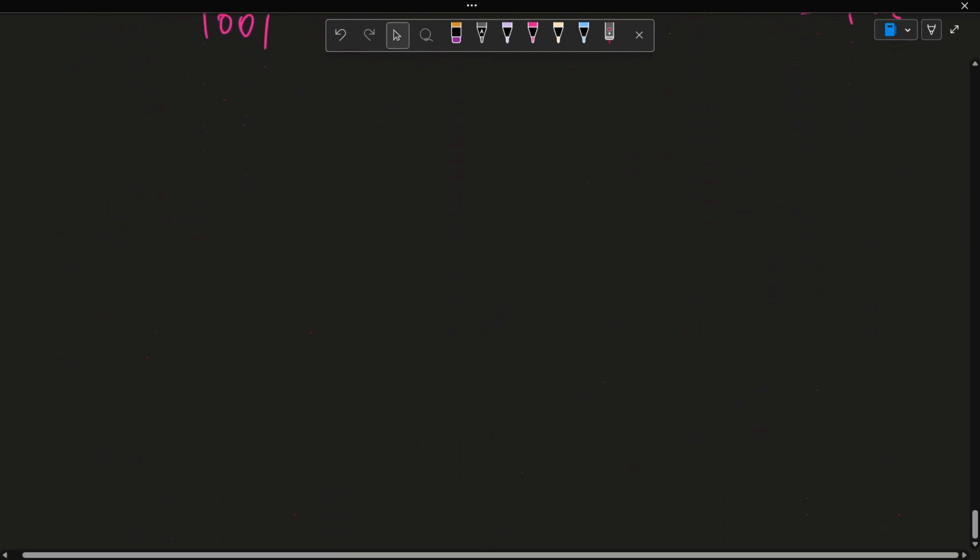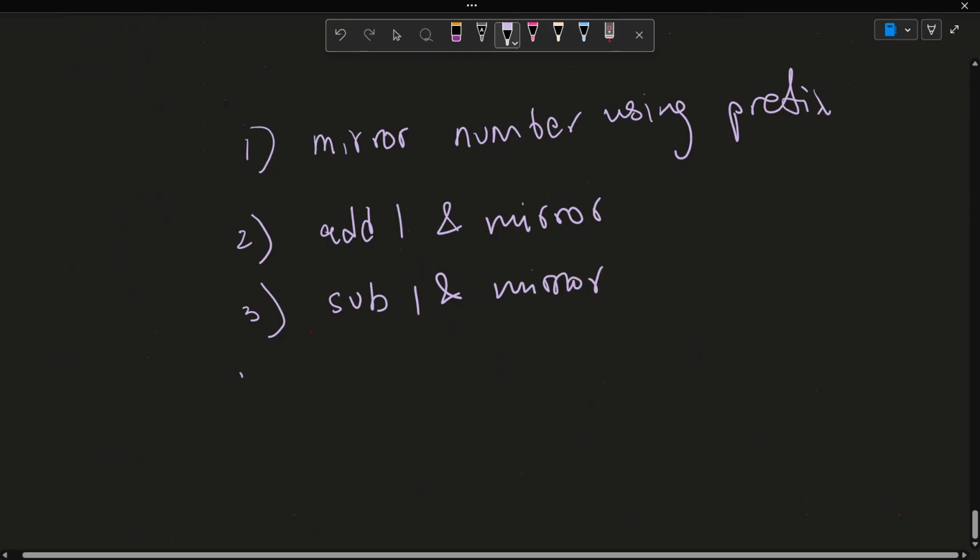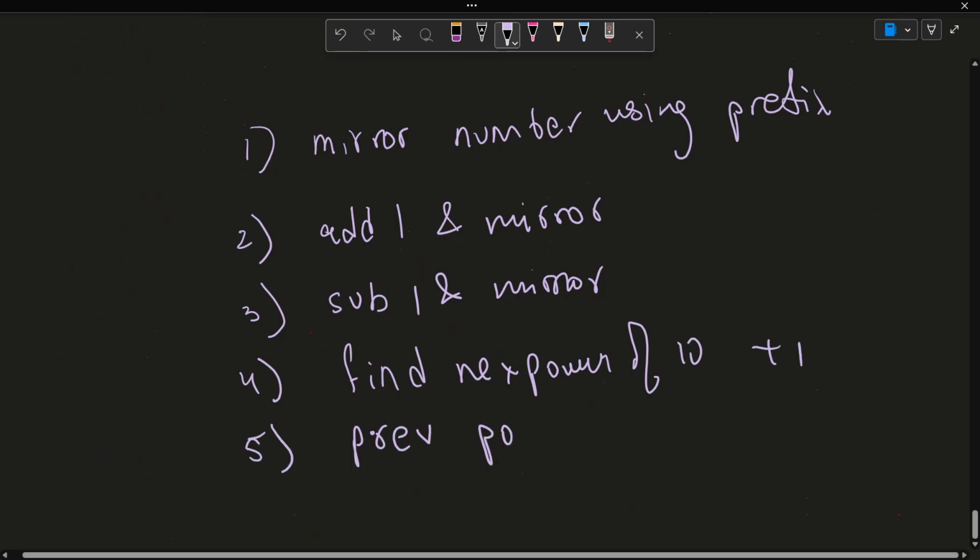What I do in the end is basically, we had 5 options. First, just mirror the number using the prefix value. Second case, what you could do is you add 1 and mirror. Third case is you subtract 1 and mirror. And the fourth case would be find the next power of 10 plus 1 could be your answer, or the previous power of 10 minus 1 could be your answer, right?